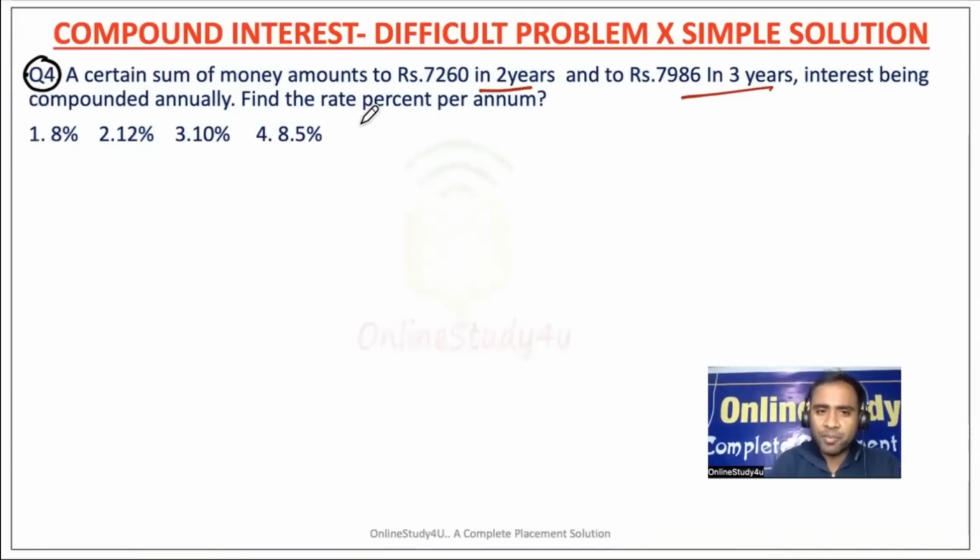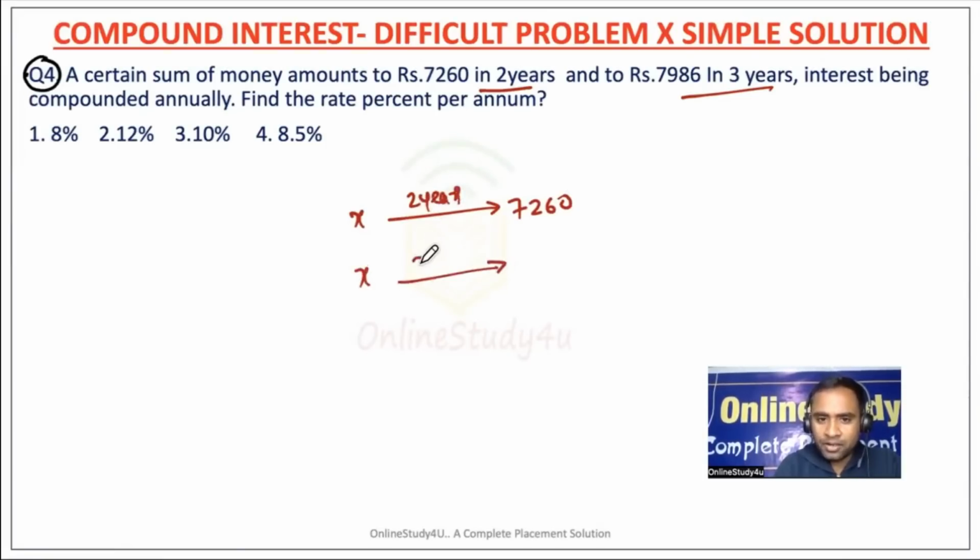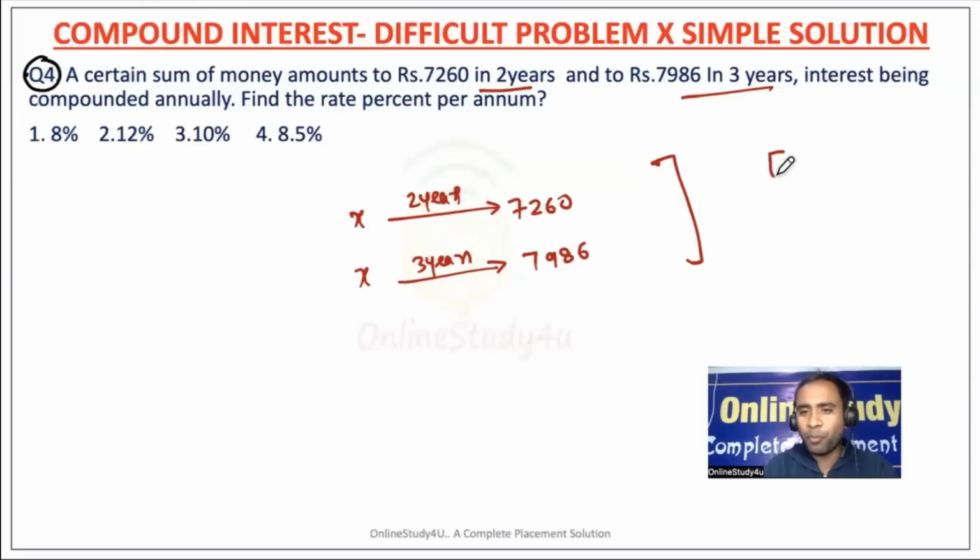Now, a certain sum of money amounts to 7260 in 2 years, and a certain sum of money becomes 7986 in 3 years. Sir, how to solve? Sometime back you told when there is a gap of 2 years, then just multiply this by 2 and then divide by 2. See, in this problem, you do not have to do that. This is a very, very easy problem, because for 1 year, your simple interest and your compound interest will be same.